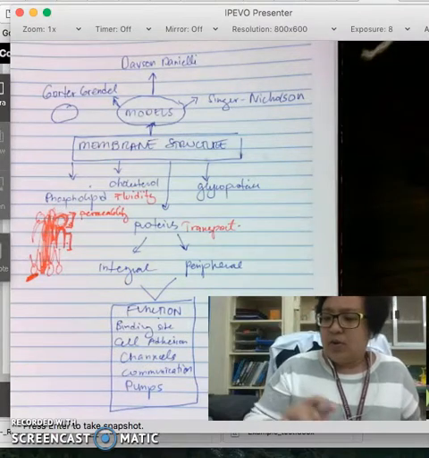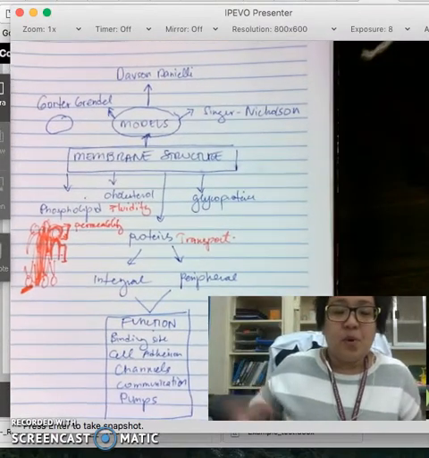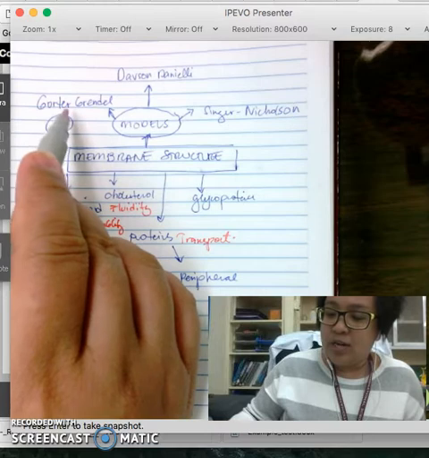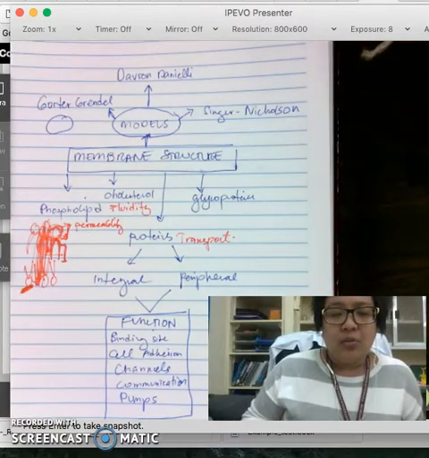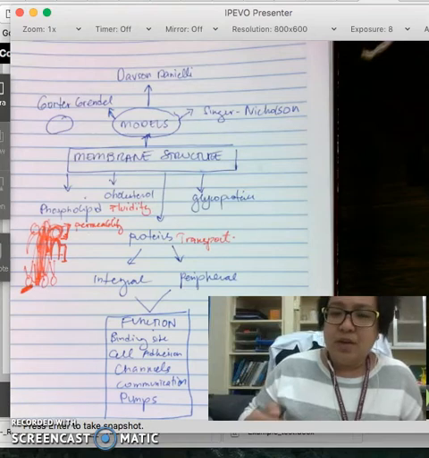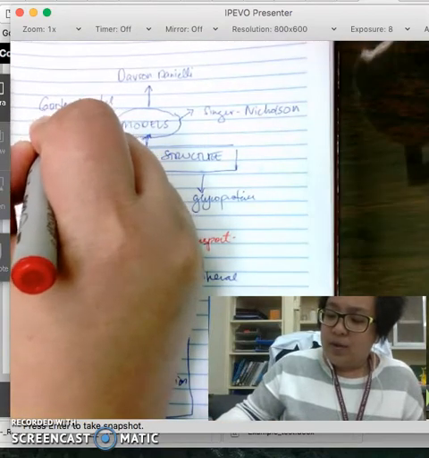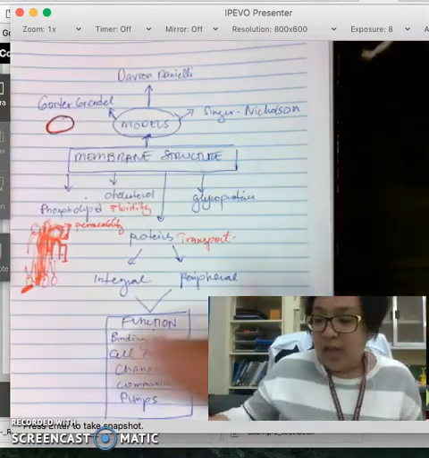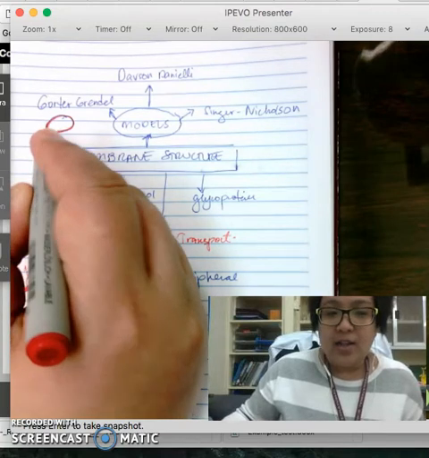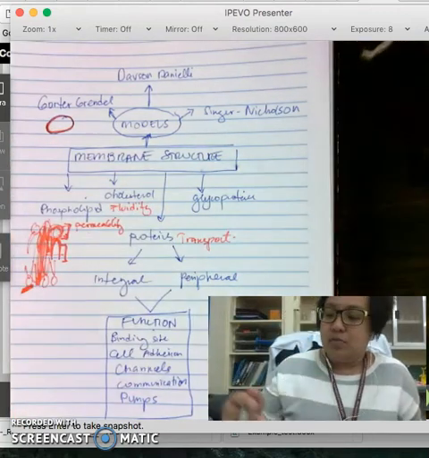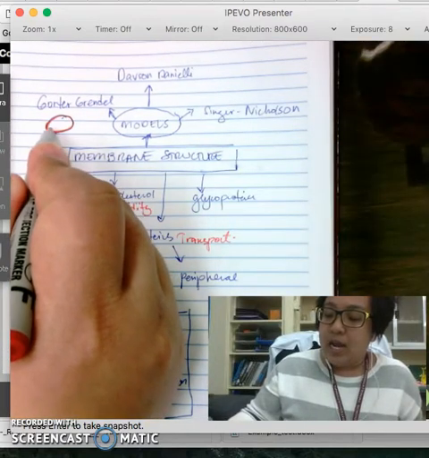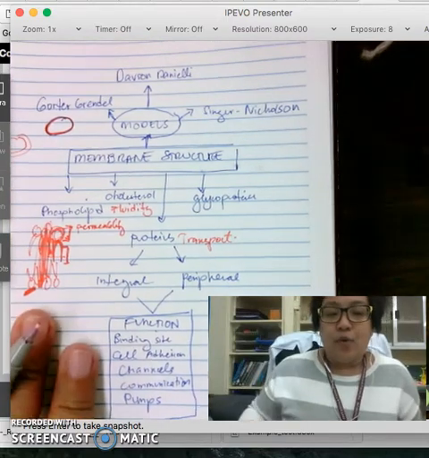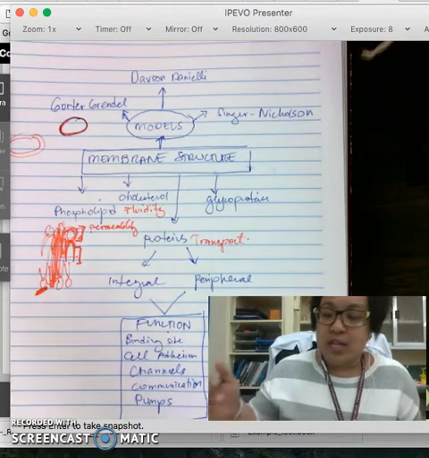If you study the textbook, it's going to discuss the other models that were proposed prior to this accepted model. Let's talk about Gorter and Grendel. What they experimented on were red blood cells, and they found out that the phospholipid layer is twice as long as the size of the cell. So their conclusion was maybe the cell membrane is arranged into two layers. Therefore, the membrane is twice as long as the actual cell.